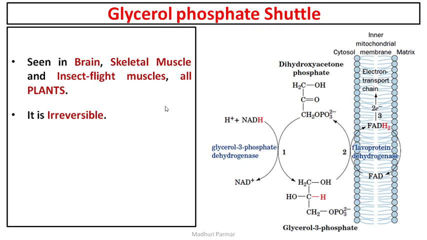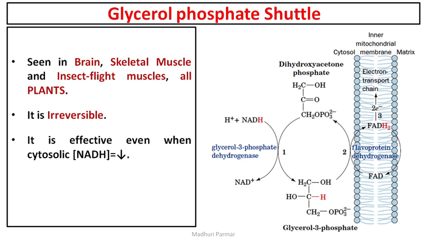Unlike the previous shuttle, that is malate aspartate shuttle, glycerol phosphate shuttle is irreversible. You cannot reverse it, it can only move in one direction. The electrons or protons from NADH in cytosol will be transported towards mitochondria only. It cannot come back. It is effective even when the cytosolic NADH concentration is low. So even though only few molecules of NADH are produced during glycolysis in the cytosol, this shuttle will be working, and you will get every NADH converted into ATP.